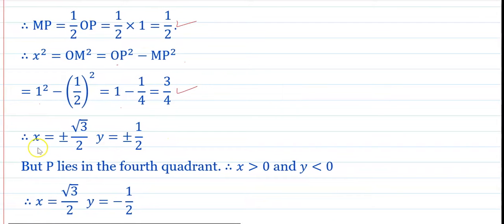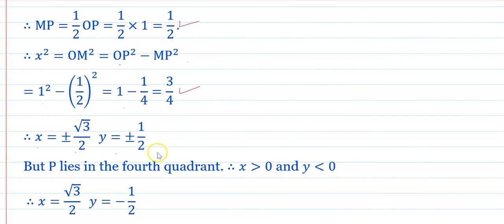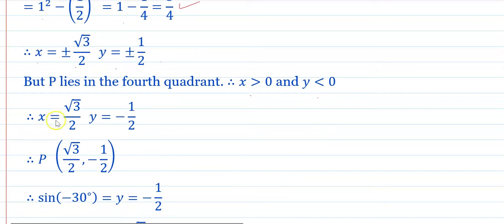Taking the square root, you will get X is equal to plus or minus root 3 by 2. Y is equal to plus or minus 1 upon 2. But P lies in the fourth quadrant. X is positive, Y is negative. Therefore, X is equal to root 3 by 2, Y is equal to minus 1 upon 2. P is root 3 by 2, minus 1 upon 2. These are the coordinates of the point P.